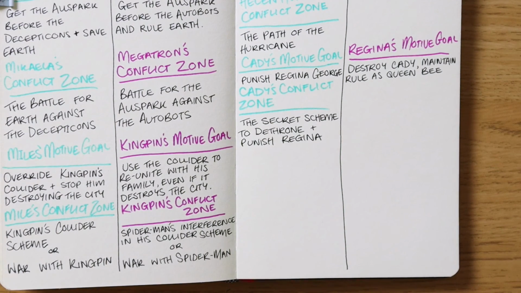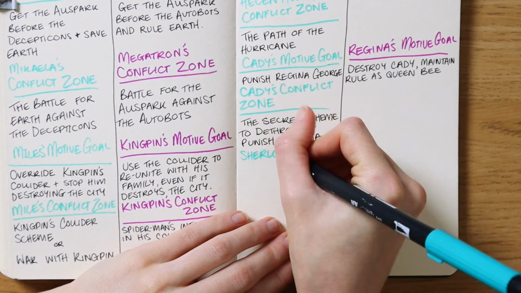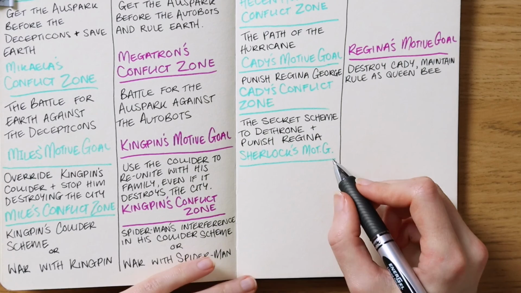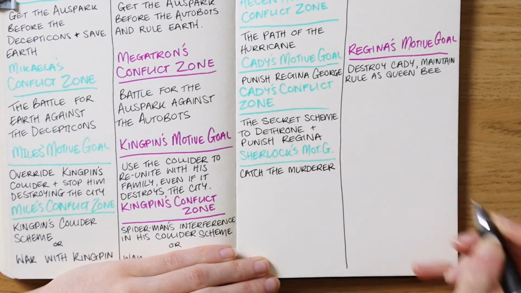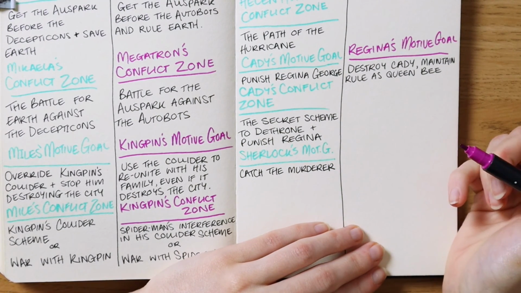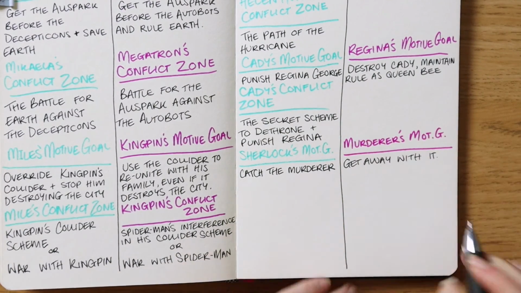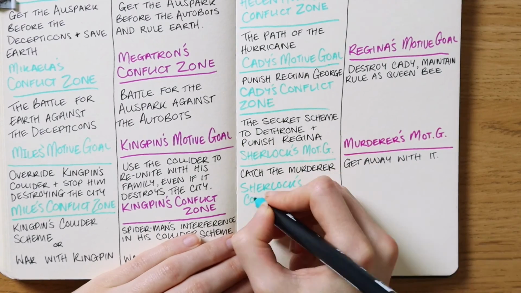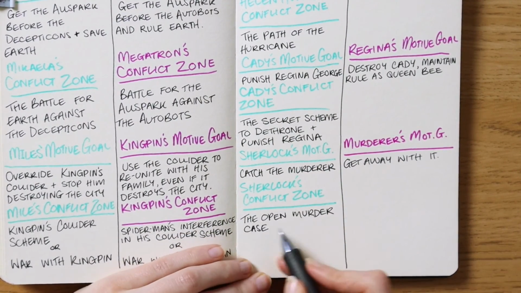And finally, I'm gonna take a crime example. So I'm gonna use our classic Sherlock Holmes. So our protagonist is Sherlock. So for any given Sherlock Holmes story, that's what we're looking at here. So Sherlock's motive goal is catch the murderer. And the antagonist is just gonna be the murderer of the week. So literally any murderer. And their motive goal is to get away with the murder. And Sherlock's conflict zone then is going to be the case itself, the open murder case.